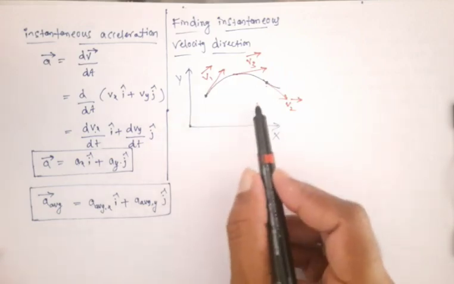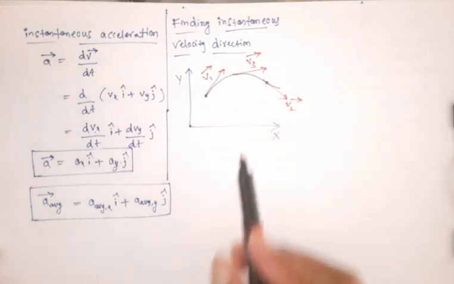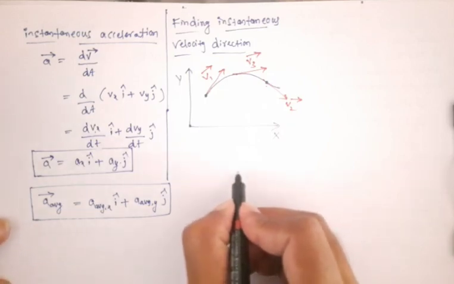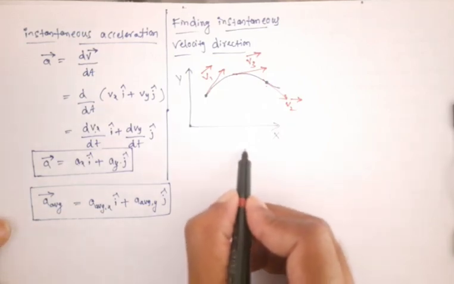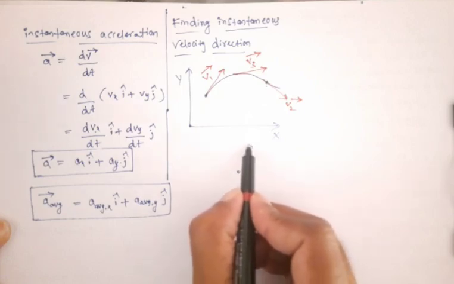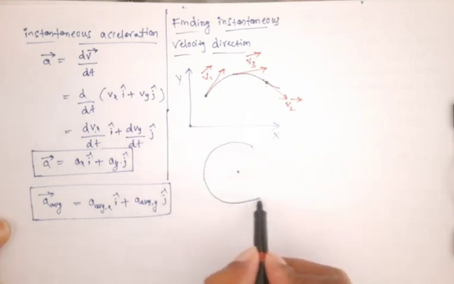So this is the way we find the direction of the instantaneous velocity vector. And suppose here, now let us take an example. Here we have a particle. Yeah, this is the center of the circle. A particle is moving in a circular path with constant speed.